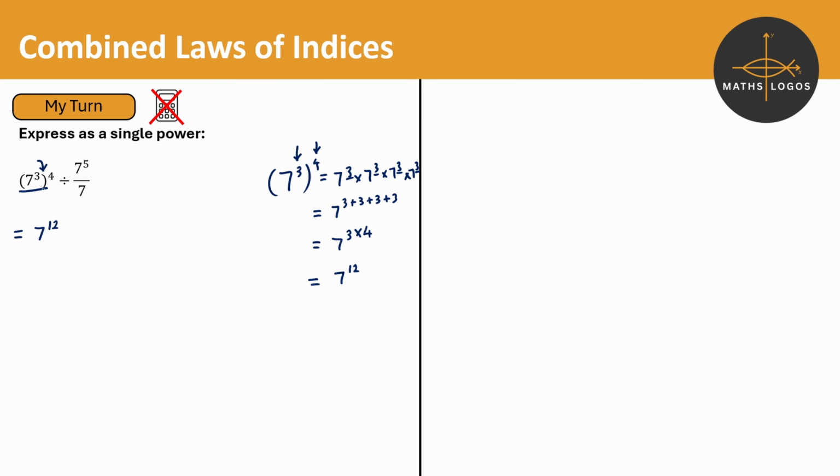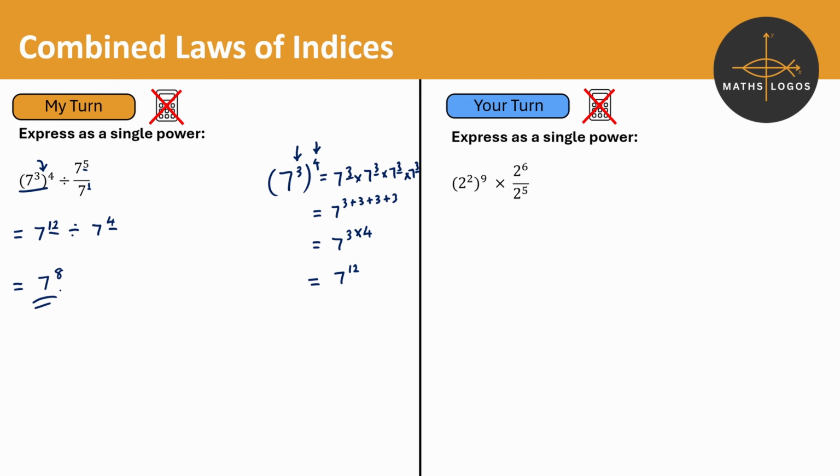Okay, so we're dividing this by the result of 7 to the power of 5 divided by 7. Of course, 7 we could write as 7 to the power of 1. And when we're dividing powers with the same base, we subtract our indices. So we'll do 5 take away 1, to give us an answer of 7 to the power of 4. Again, here I'm dividing, and when I'm dividing, I subtract my indices, so this would give me 7 to the power of 8 as my final answer. Pause the video and give this similar question a go.